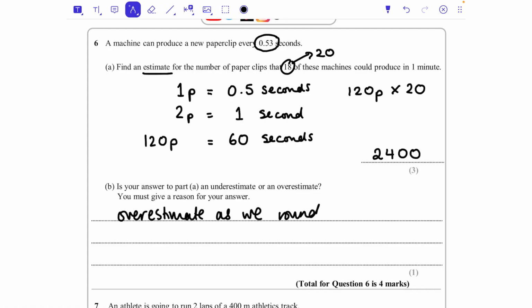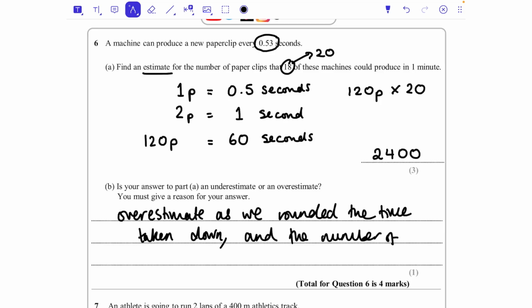as we rounded the time taken down and the number of machines up. And when you're rounding, it's important that you're thinking about which way you're rounding every element. If you were rounding a number that you were dividing by, it might have a different effect.